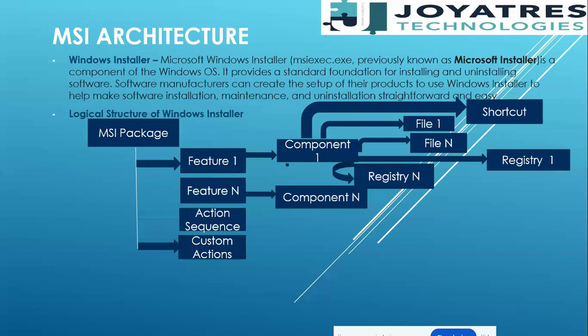Now this is the logical structure of the Windows Installer. We have first the MSI package. You can also call it an application, or a product. Inside that we have features. A feature can be one, or more than one. Inside a feature you can have a sub feature also. Different applications have different numbers of features: few applications have only one feature, others have two or three features, and some have a feature with another feature inside it. Now inside the feature we have a component, and inside the component we have files, registries, and shortcuts.